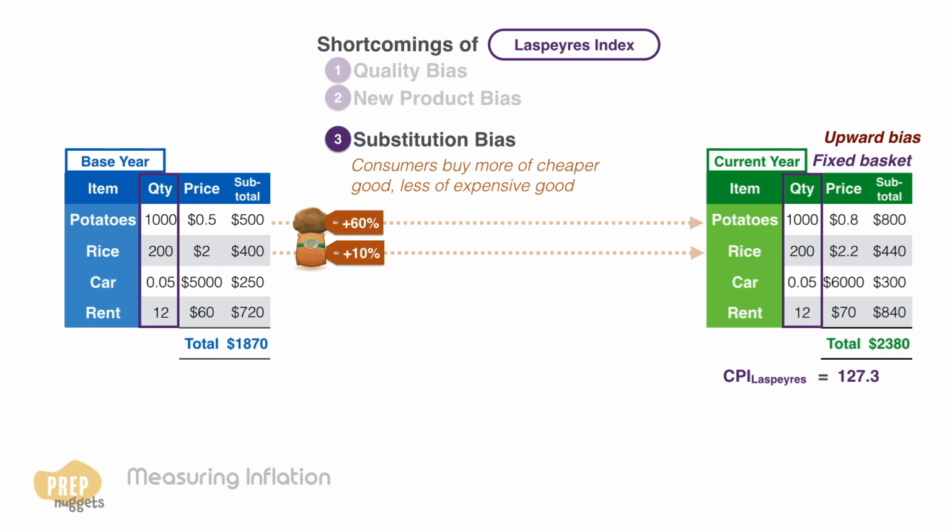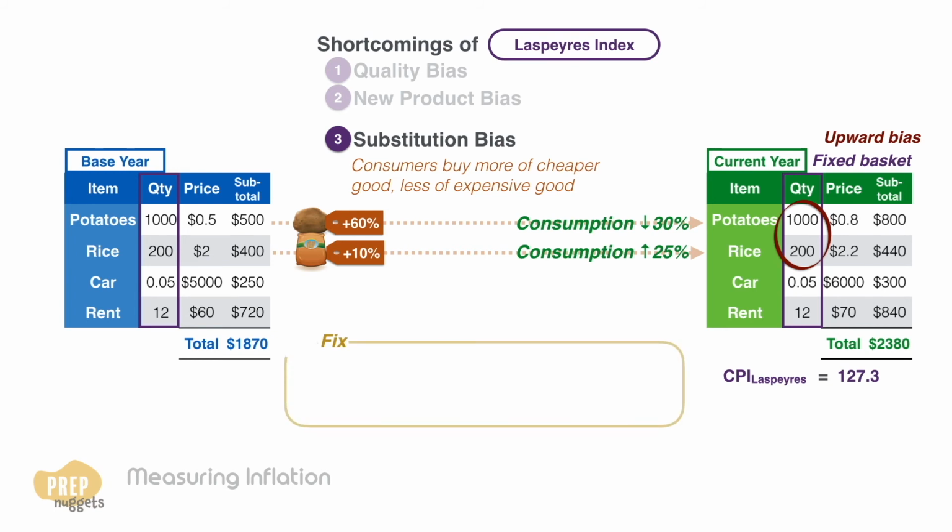If we study the consumption habits, it could turn out that consumers have been buying less potatoes and more rice. If we continue to use the quantities from the base year, the CPI will be upwardly biased as consumers are no longer spending that much on potatoes. To fix the substitution bias, a chained price index like the Fisher index can be used.